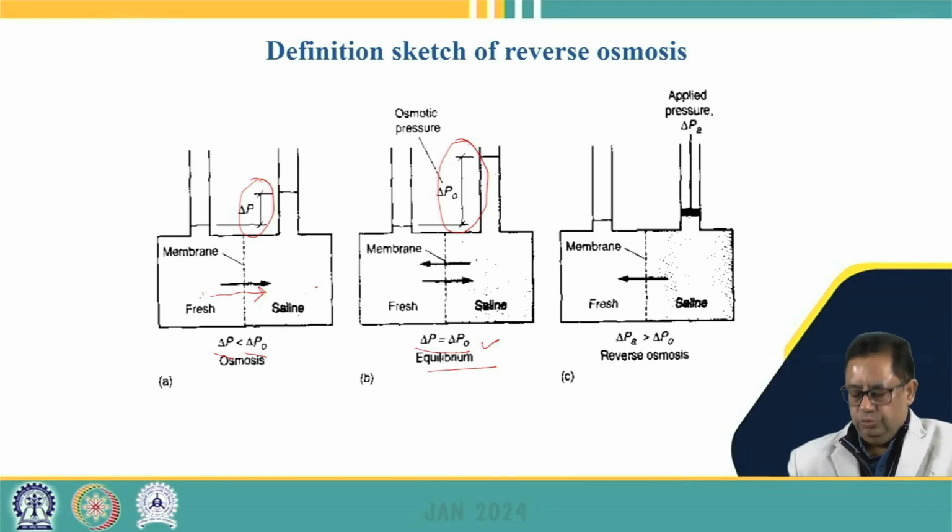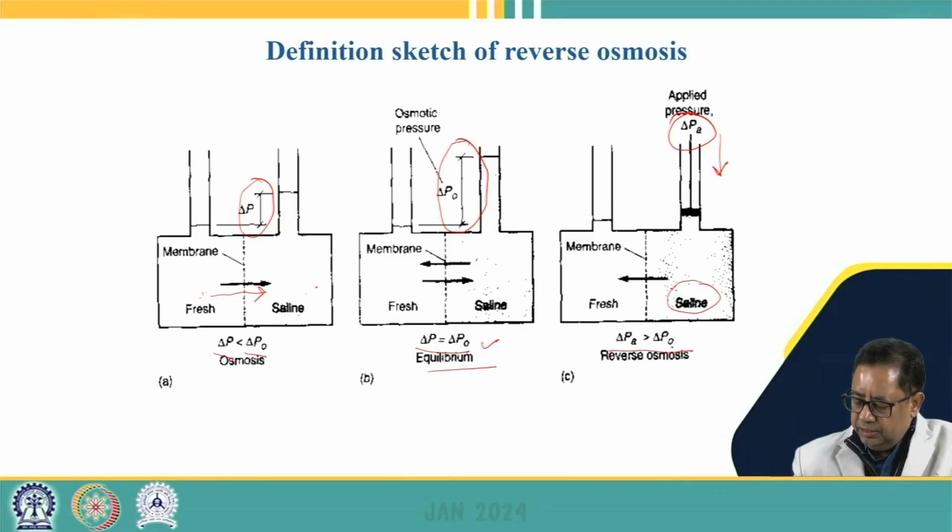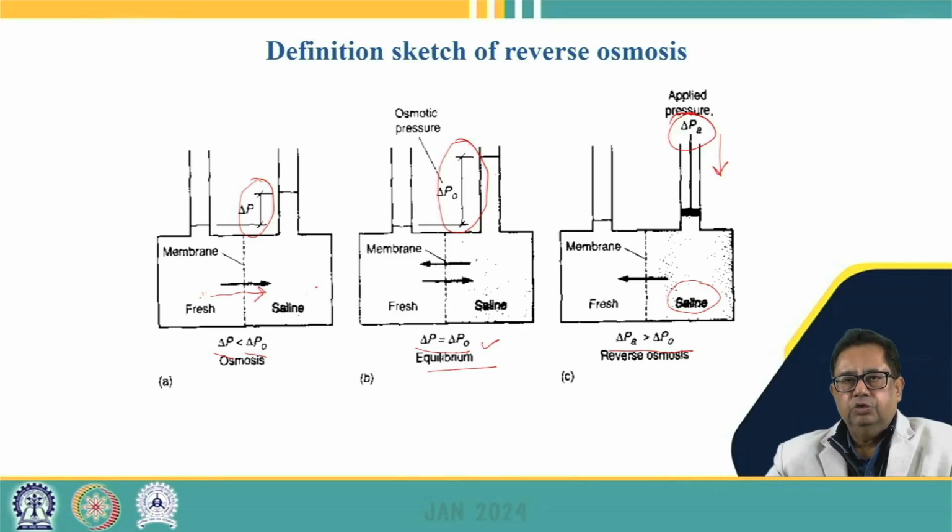If we want to move the saline water towards the fresh water, then we have to apply a pressure, and this applied pressure delta PA should be greater than the delta P naught, that is, the osmotic pressure. That's why we require a very high pressure, so that we can achieve the desalination or demineralization of the water by using the RO process.